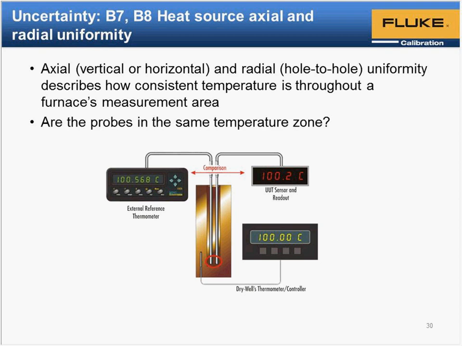The two main specifications that you're concerned about are axial uniformity and radial uniformity. These two numbers describe how consistent temperature is throughout the area inside the furnace where we measure. So it's just a simple diagram showing this concept of two probes that are being compared with each other. Maybe one is a reference probe and the other is a UUT. But we need to know how uniform that temperature region is where these probes are measuring.